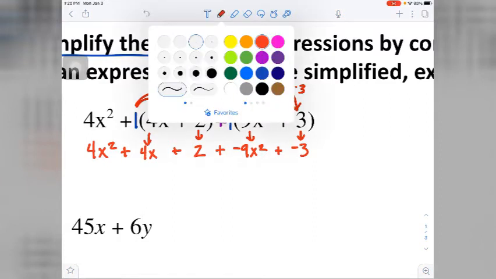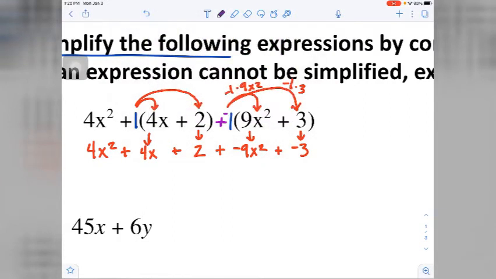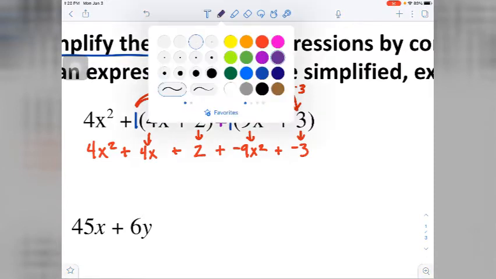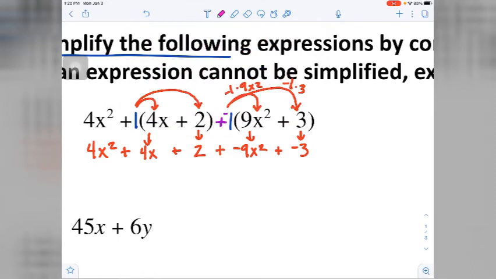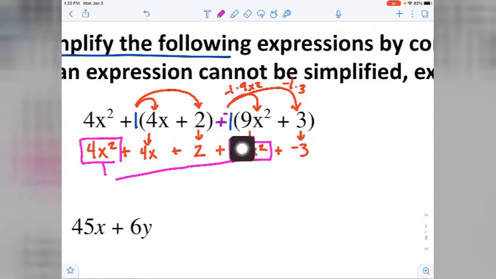So when I add these together, I can only add together things that have the same last name. So I see 4x squared, and 4x squared only has the same last name as this other x squared over here, so I can only add those together. What I do is I just add the numbers in front. So 4 plus negative 9 is negative 5, so this becomes negative 5x squared. The total of 4x squared and negative 9x squared is negative 5x squared.